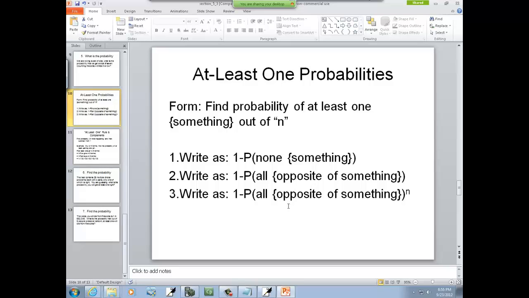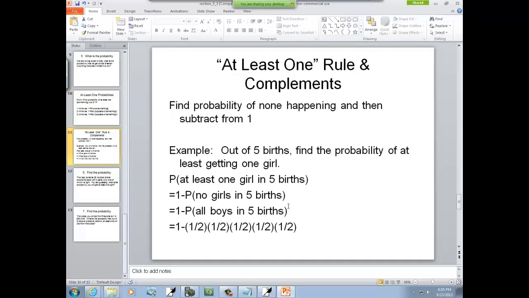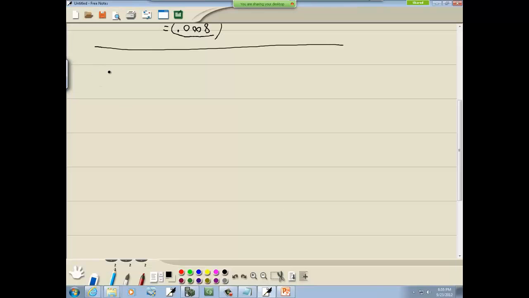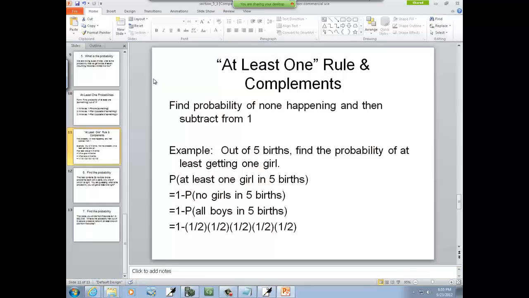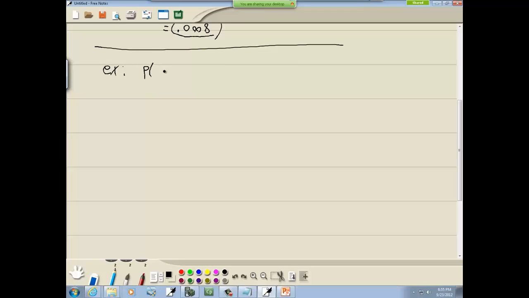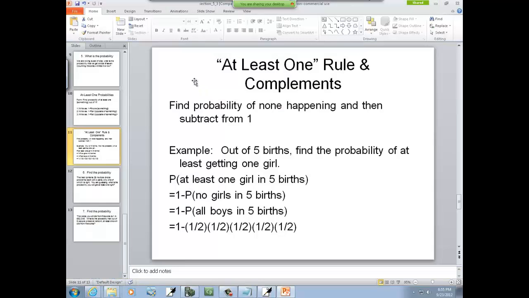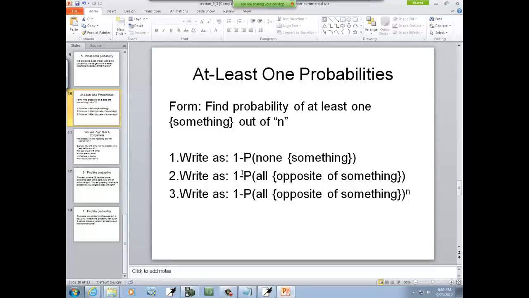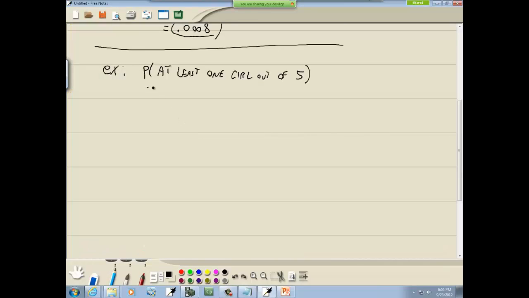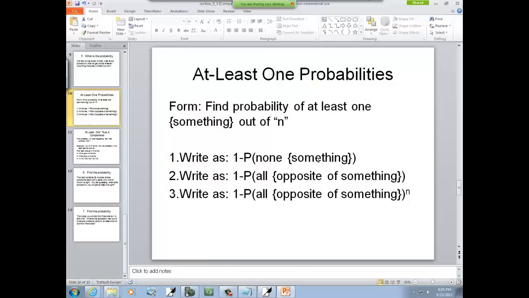So let's look at this. I'm going to do this example. Out of 5 births, find the probability of at least 1 girl. So at least 1 girl out of 5 births. Okay, let's go back up here to our form. First it says to write this as 1 minus probability of none or no, and then whatever we're talking about.